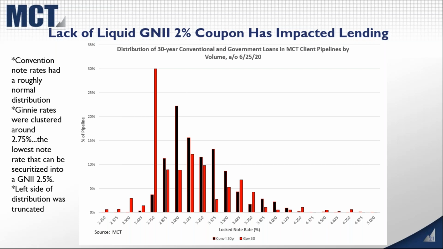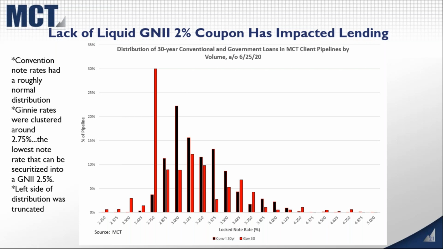This is data on a percentage basis from MCT's client pipelines, and you can see that while there's a reasonably normal-looking distribution of conventional note rates, Ginnies are basically pegged. About 30% of the Ginnie pipelines were at 2 3/4. So what was happening is, as rates were declining, a lot of lenders were reluctant to create lower note rates because they really have no vehicle to securitize them in. So their pricing would reflect increasingly large credits, or negative points.